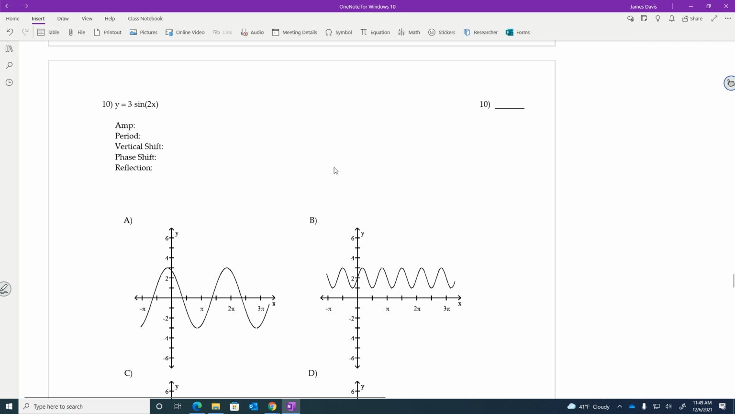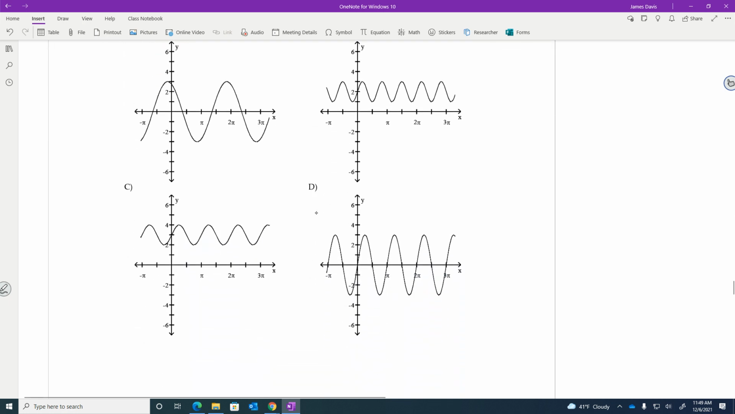Number 10: amplitude of 3. Period here is 2 pi over 2, so B. So the period is pi. No vertical shift, no phase shift, no reflection. So a sine starts in the middle. A period of pi would be this one, and it does have an amplitude of 3. So it would be D.